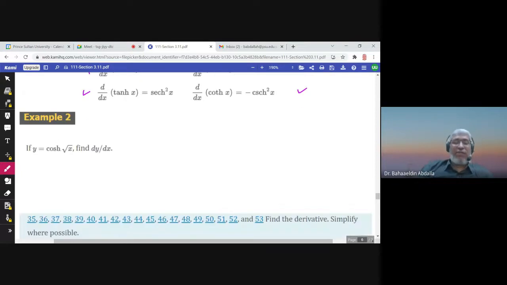What is the derivative? Now you can use the chain rule, product rule, quotient rule with the new formulas of derivatives of hyperbolic functions. So here we have the chain rule to find dy by dx. We find the derivative of the outer function, which is cosh. The derivative of cosh is sinh. And then we multiply by the derivative of the square root of x, which is 1 over 2 square root of x. So I can just write it like this. And that's the answer.